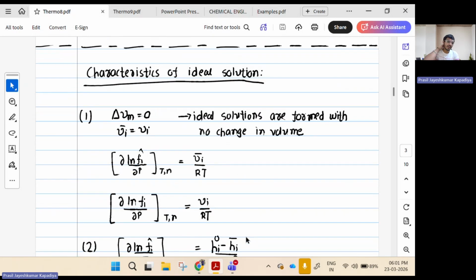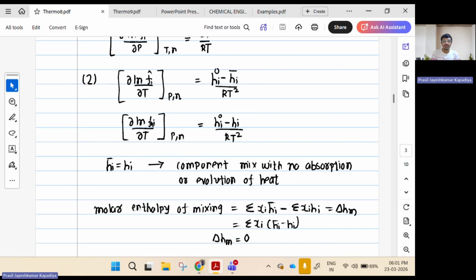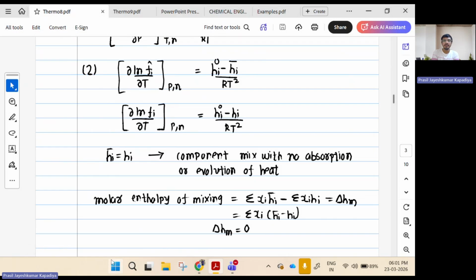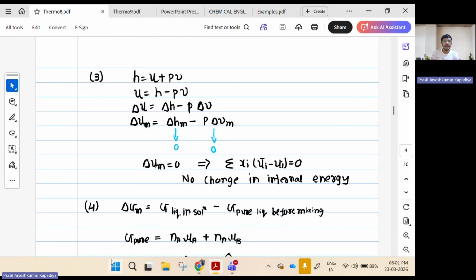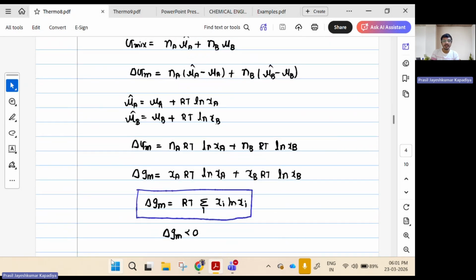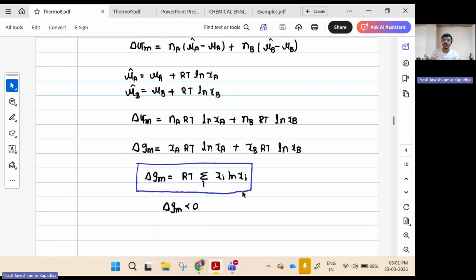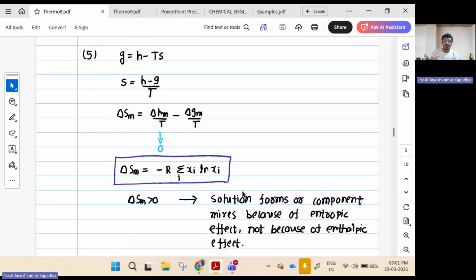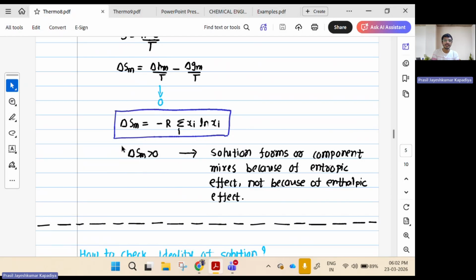Further, we looked at the characteristics of an ideal solution. ΔVm is equal to 0, which means when I am mixing two ideal solutions, there will be no change in volume. Further, there will be no change in enthalpy, meaning components mix with no absorption or evolution of heat. There is also no change in internal energy. For Gibbs free energy, it is RT summation xi ln xi, and entropy is minus R summation xi ln xi. We know that ΔH mixing is equal to 0.